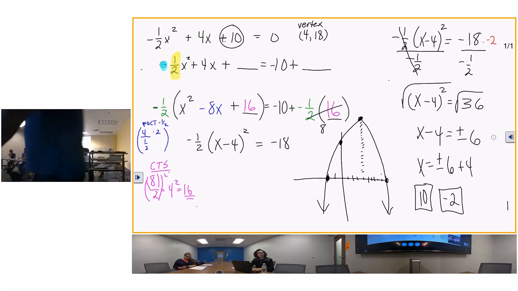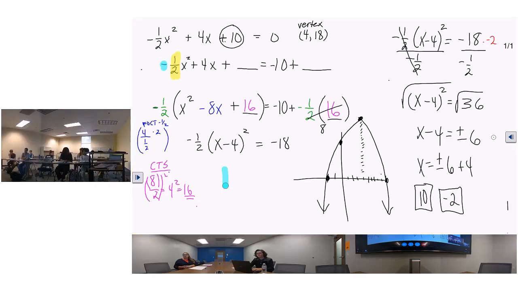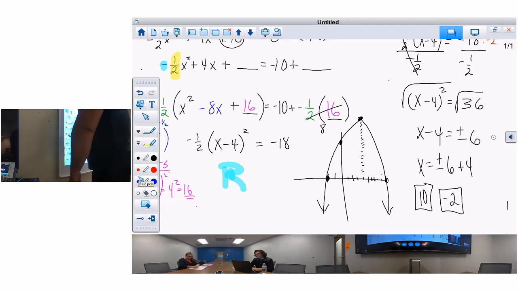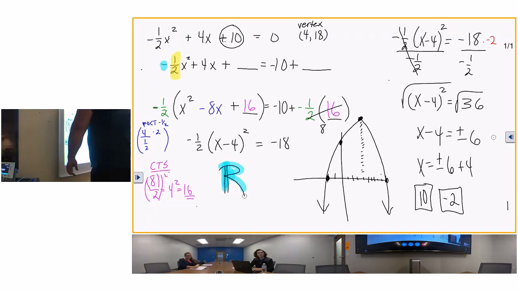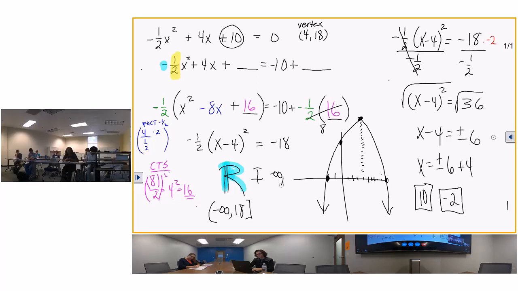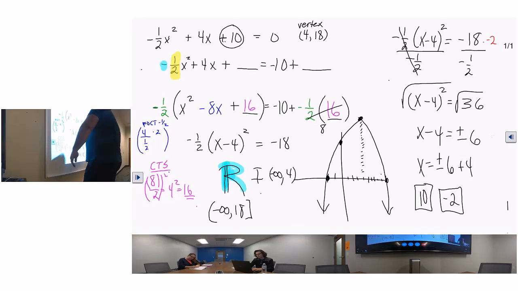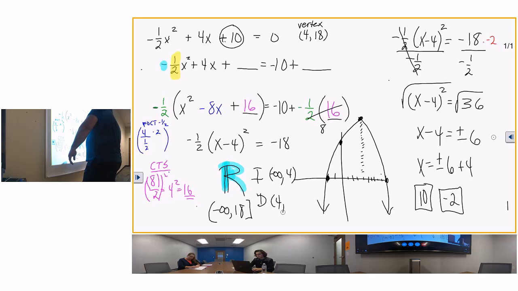Okay, so what is your domain? If you miss your domain on this test, don't tell anybody. All real numbers. Our range is negative infinity to 18. Increasing, negative infinity to 4. And decreasing, 4 to infinity. And the line of symmetry goes through the vertex, x equals 4. Piece of cake.